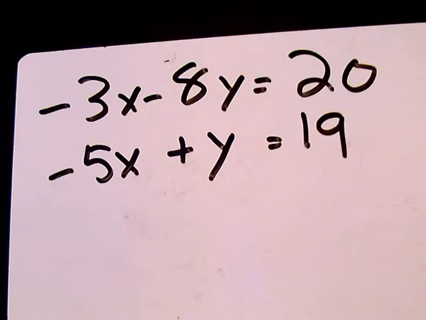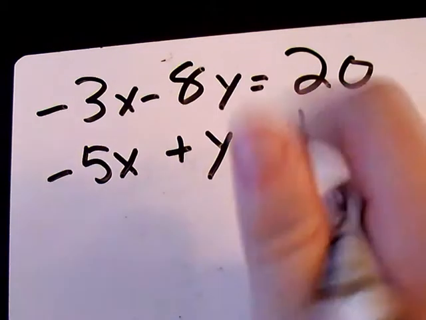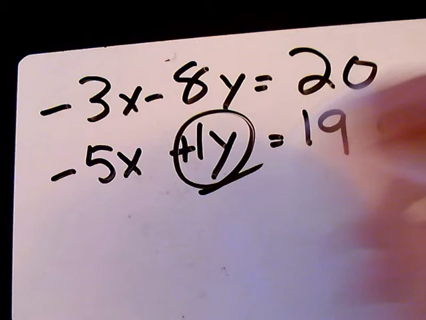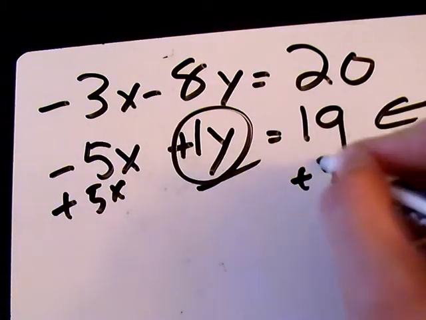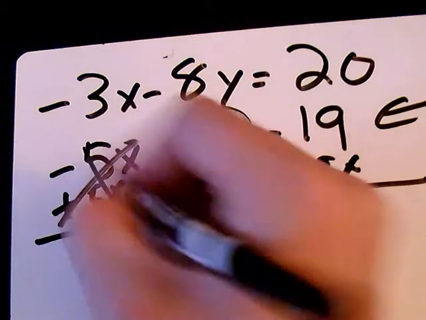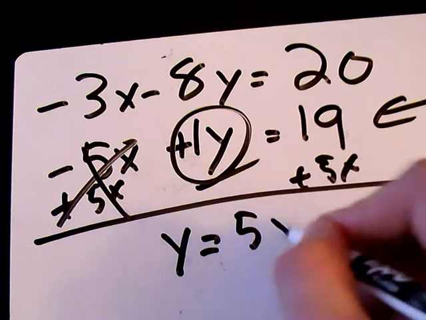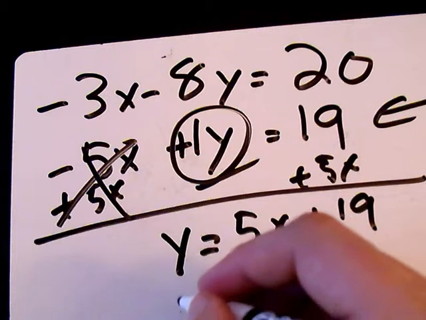Now the problem is what happens if it does not have a y equals. If it doesn't have y equals, I'd look for a coefficient that is a 1. You can see here, there's a 1 there. So I'm going to take this second equation and solve for y. All you have to do is add 5x to both sides, just like before. Y equals, I'm going to put the 5x first, plus 19.